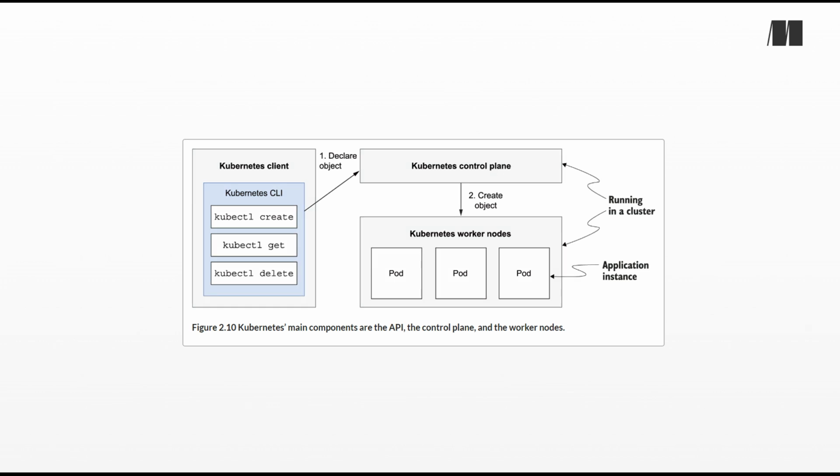You can interact with Kubernetes through a CLI client, kubectl, which communicates with the control plane to perform some operations on the worker nodes. A client doesn't interact with the worker nodes directly. Figure 2.10 shows the high-level components of the Kubernetes architecture. Figure 2.10: Kubernetes' main components are the API, the control plane, and the worker nodes.